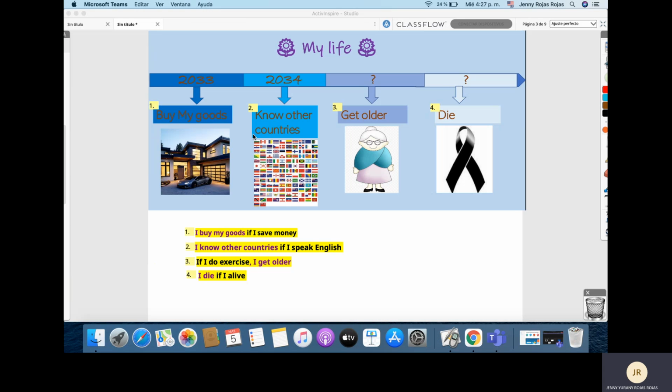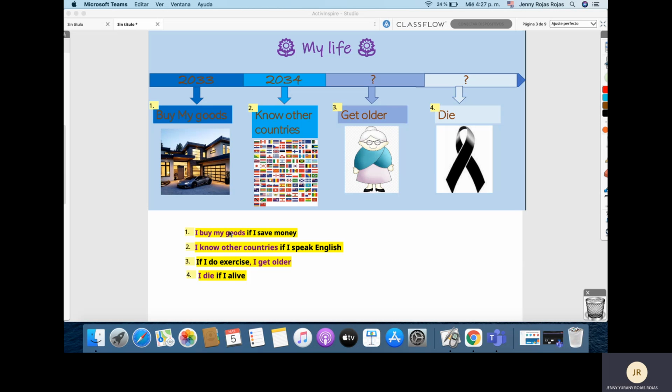Entonces, es mejor que tenga claro esto. So, the idea was to take your goals for the future. Entonces, ustedes tienen unas metas para el futuro que colocaron en su timeline. What I want you to do is to take that part or to take that dream and use it in a zero conditional structure. How, teacher? Buy my goods was the thing that a student wrote. Entonces fue lo que el estudiante escribió. Comprar mis bienes se refiere acá. Entonces yo lo voy a convertir en una oración.